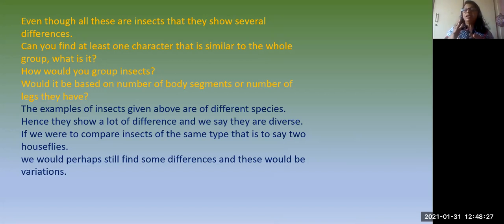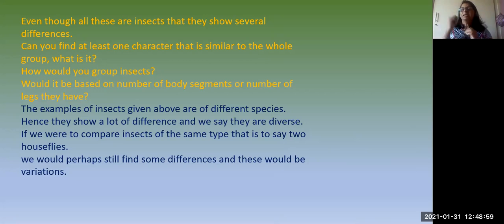So how are they differentiated into groups? First of all, by the number of legs. There are four groups in this: crustacea, arachnida, insecta, and myriapoda. Myriapoda means many legs.